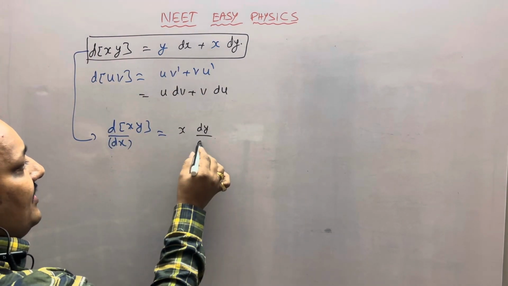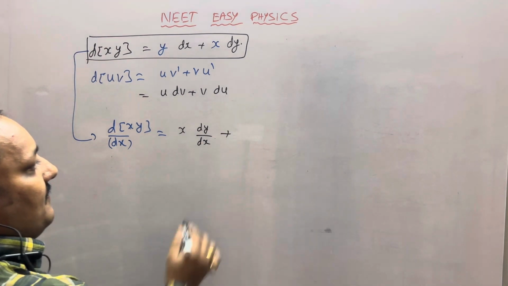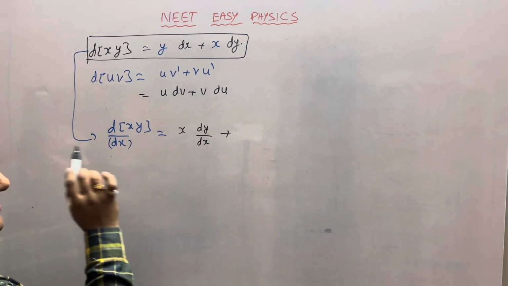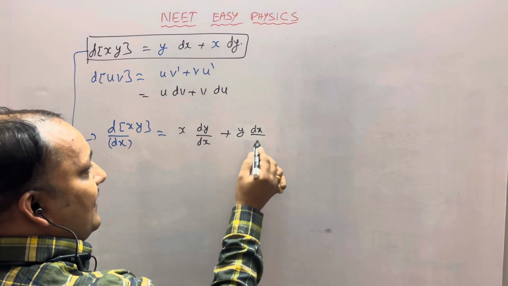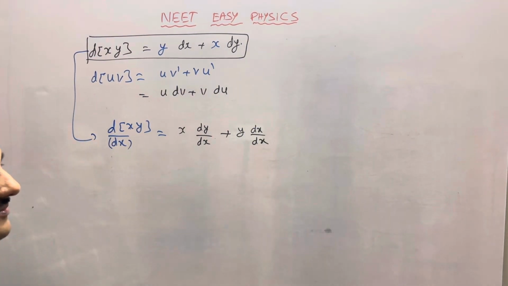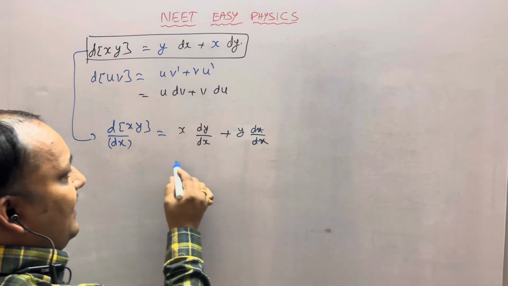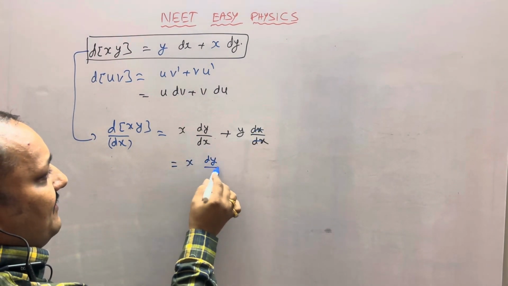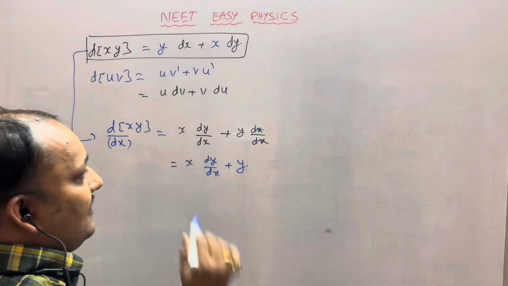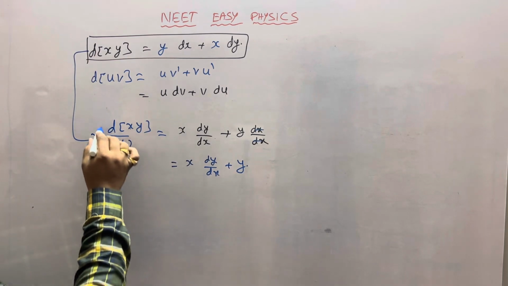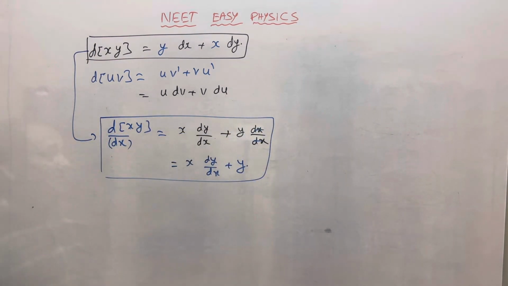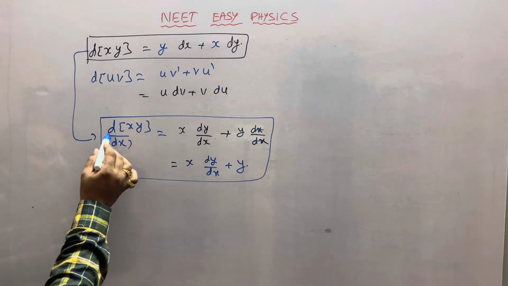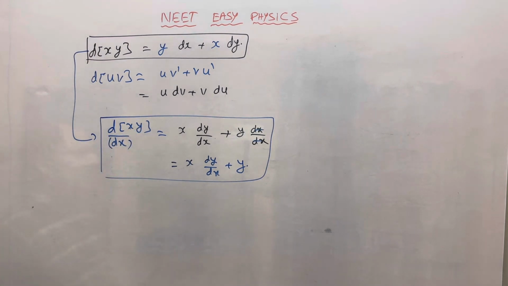Then what should we write in the denominator? dx. Plus, first we kept x constant, now we have to keep y constant: y dx divided by dx. Then dx will be cancelled. So x dy by dx plus y. This is the derivative of xy with respect to x.